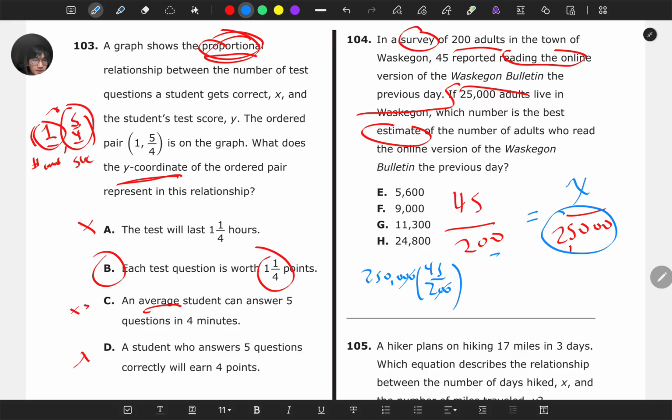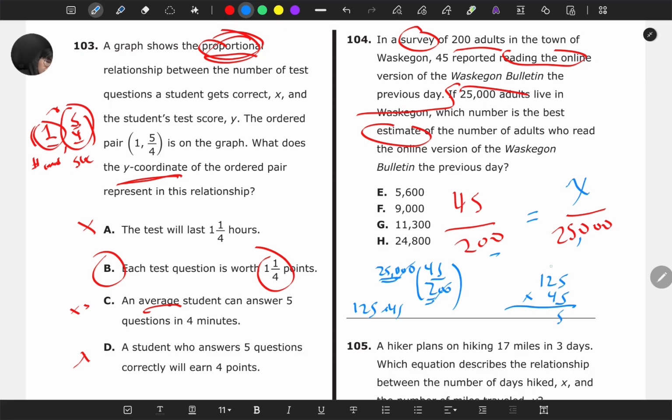Let me see something else. There are a lot more zeros than I put here. This is bad. So it's not 250,000. My comma's off. It's 25,000. So then I cross these two out, and it's just 250 divided by 2. That's 125 times 45. So you just have to do 125 times 45. Let's just do that.